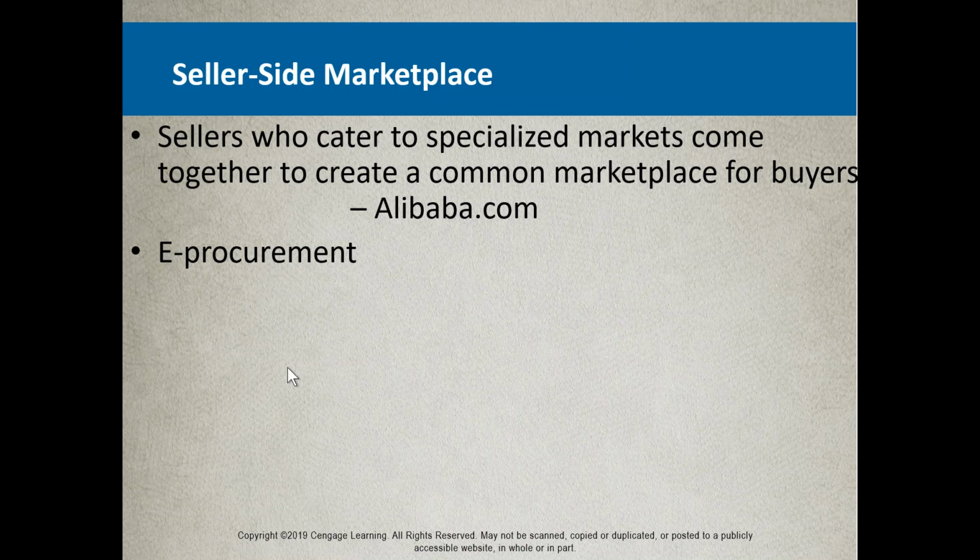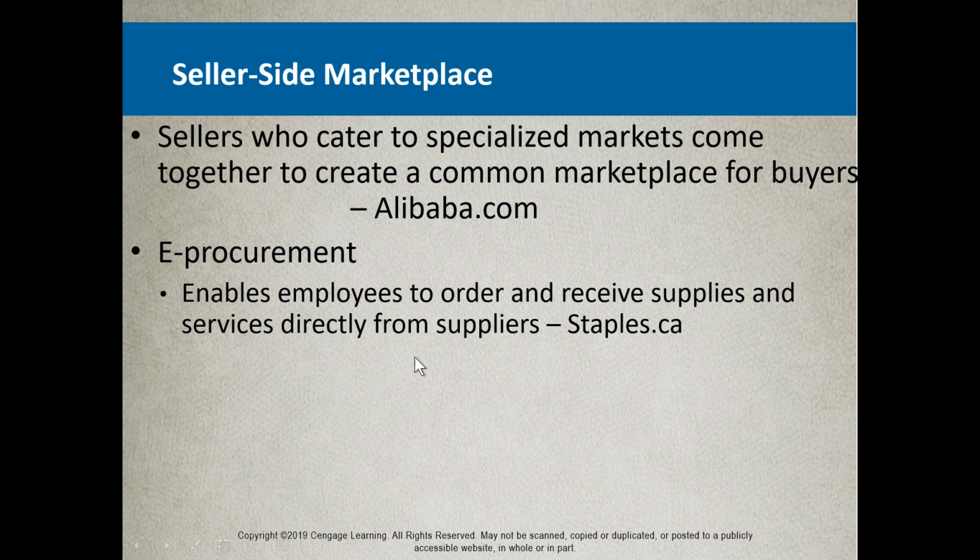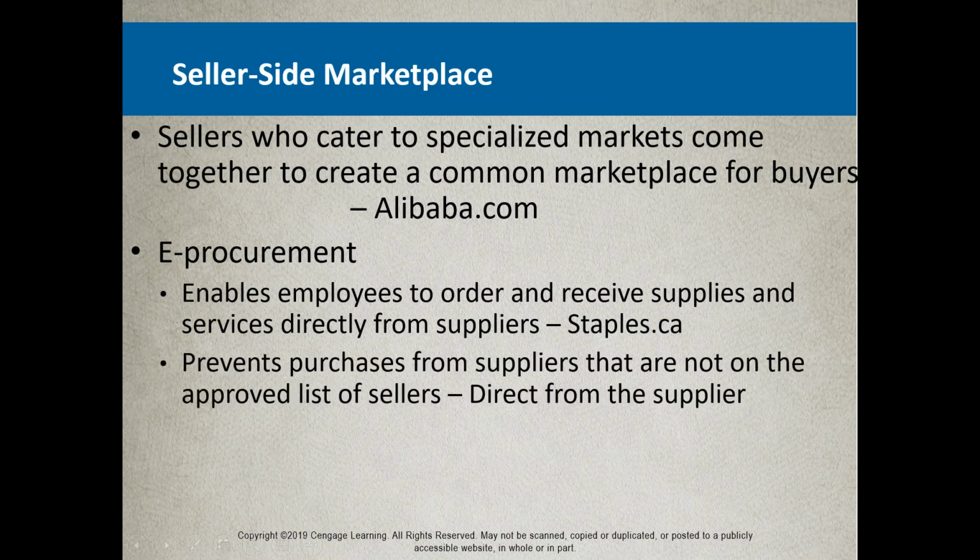E-procurement, electronic procurement, where procurement means to acquire or to gather what you need, is another term that you might hear. It enables companies' employees to order and receive supplies that they need to run their business. A common one would be something like staples.ca. They have many warehouses around North America, but you can just get onto their site and order, and then they deliver it to your company.